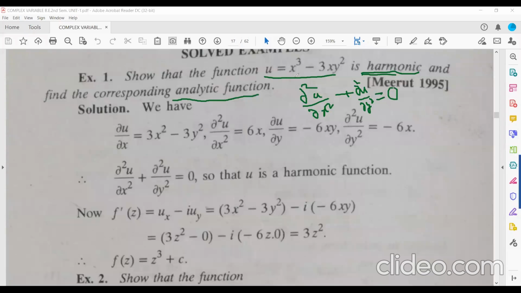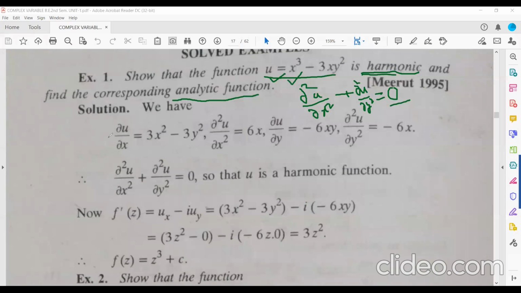That means u is given here. Just find the second order derivative with respect to x and with respect to y, and then you add it. If you get 0, that means this function is harmonic. Simple.